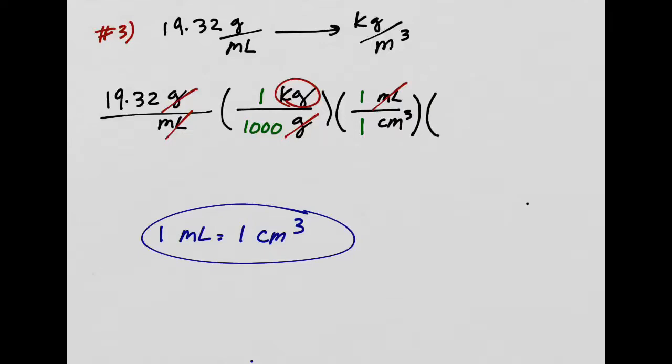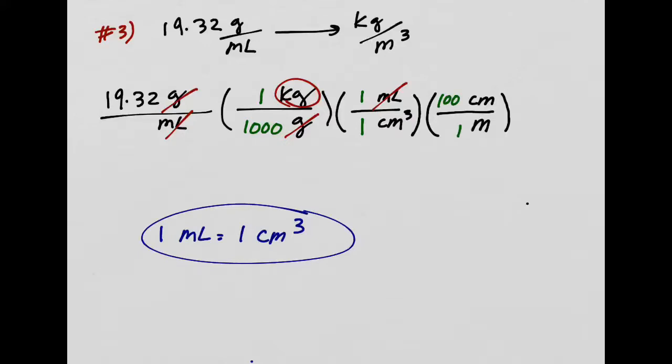Now, I don't want centimeter cube. What do I want? I want meters cube. So centimeter is going to go on top. Meters is going to go here. Okay? Again, meters to centimeter. Look at your conversion sheet for metric. Which one is a larger unit? Meter. 1 meter is 100 centimeter.